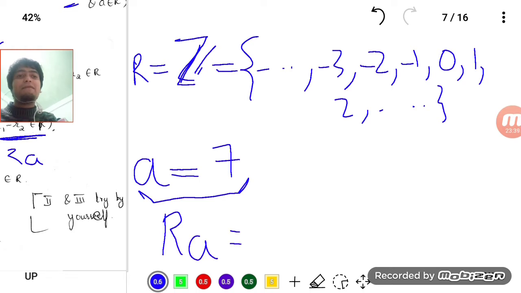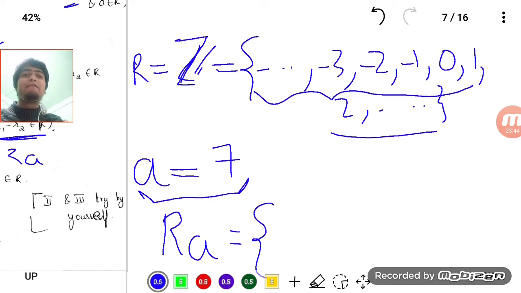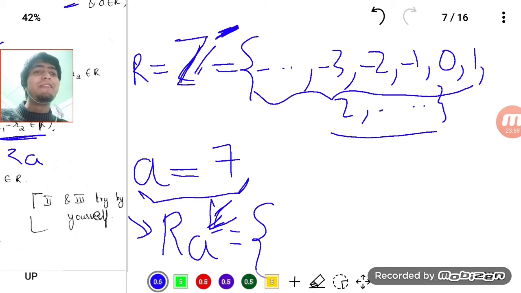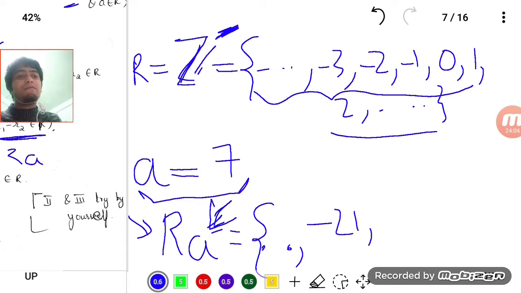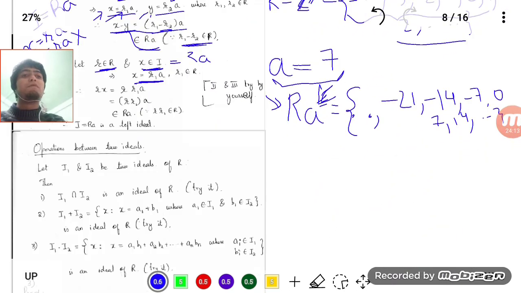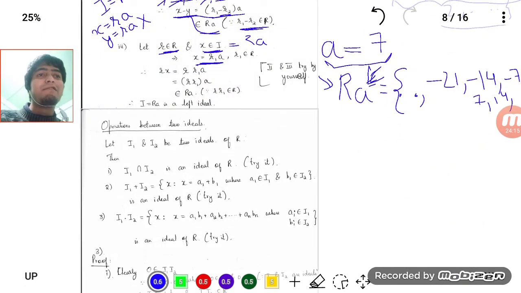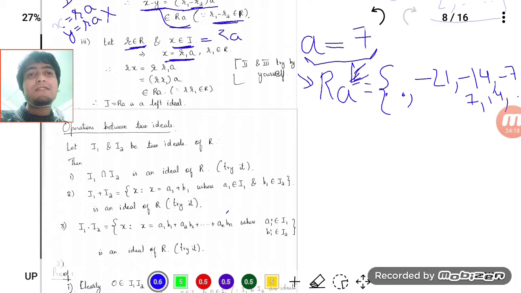So how will we construct a left ideal? It's this, RA. Multiply all the elements of Z by 7 from the right. Then it will be a left ideal, because R is on the left, that's why it will be a left ideal. If you multiply, you will have minus 21, minus 14, minus 7, 0, 7, 14, and so on. This one will be a left ideal. Similarly, you can construct a right ideal by choosing the ring and an element.